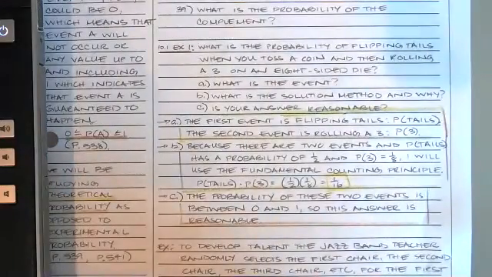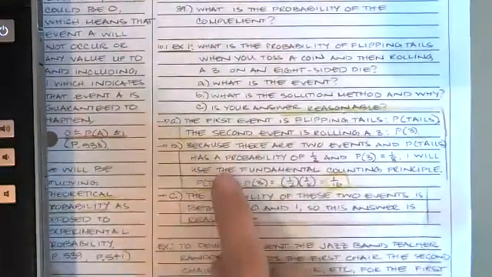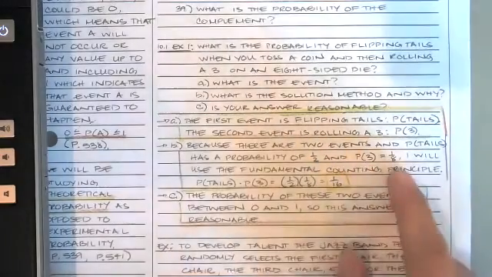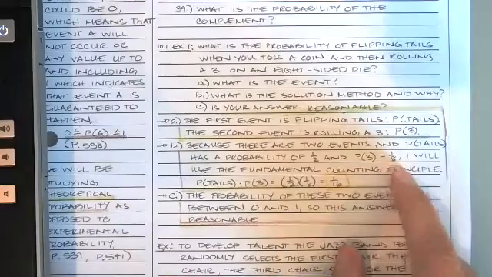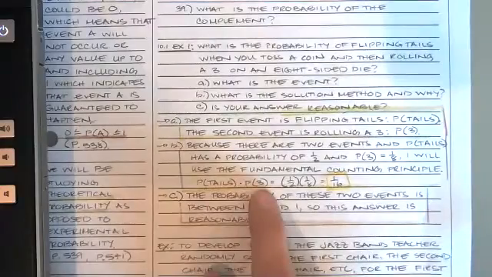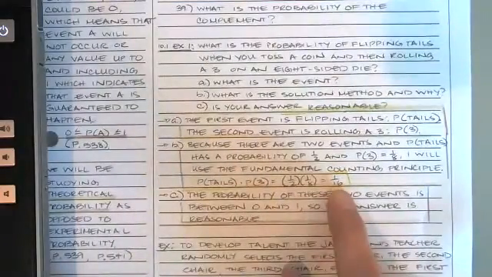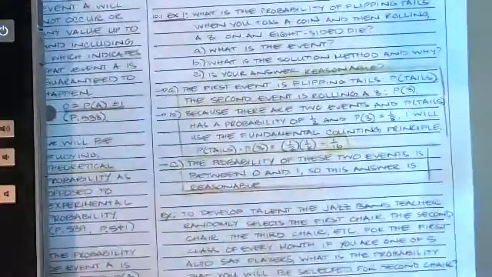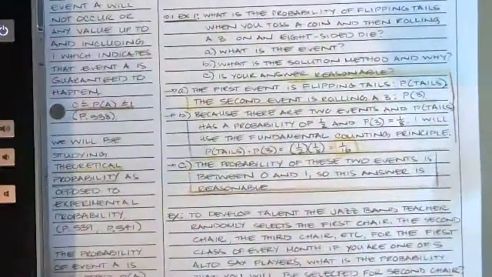So because there are two events here, the probability of tails is 1/2. Remember, 2 represents that you could flip either heads or tails. And P of 3 is 1/8 because it's an 8-sided die and 3 is one of those sides. I will use the fundamental counting principle to multiply the two probabilities to get a result of 1/16. So part C says the probability of these two events is between 0 and 1, so this answer is reasonable.